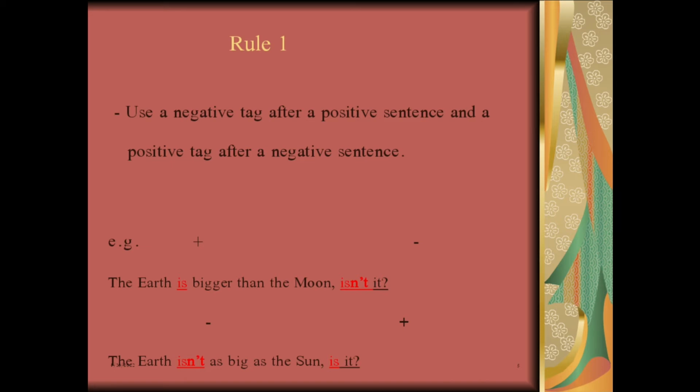The next sentence: the earth isn't as big as the sun. Here, the earth isn't. The main sentence is in the negative. So we put the tag question in the positive. It will be is it? The earth isn't as big as the sun, is it?